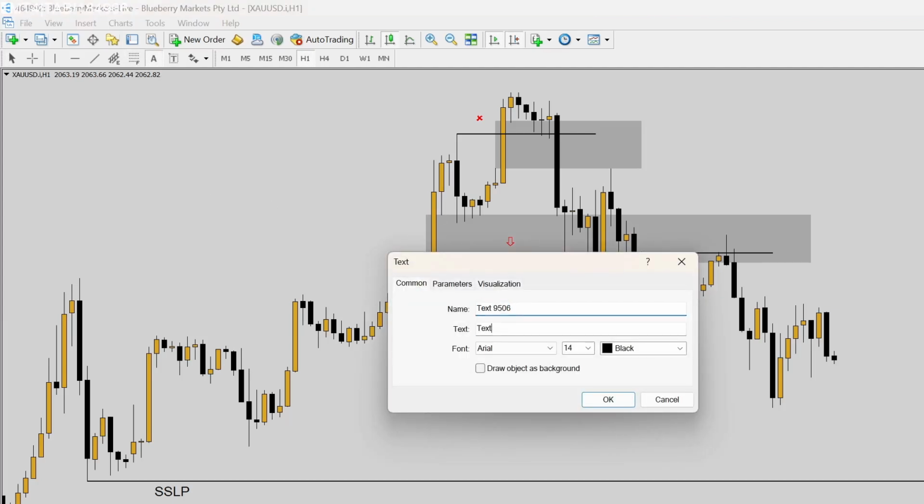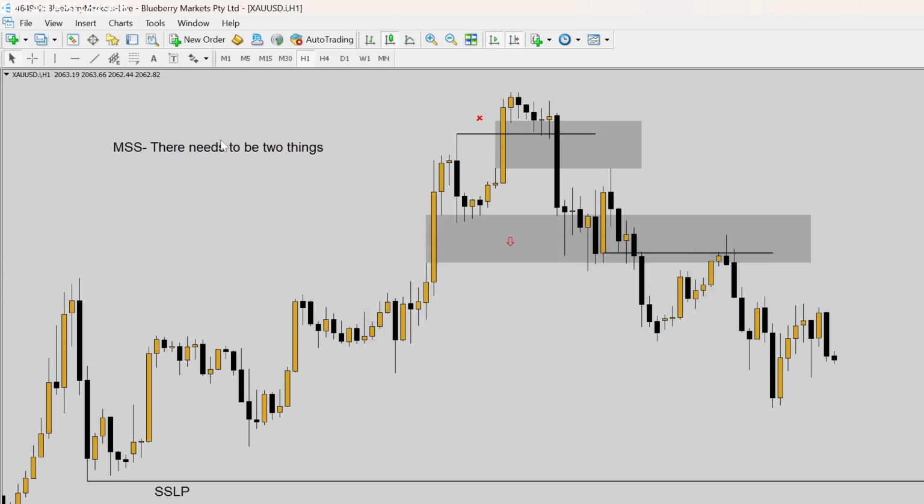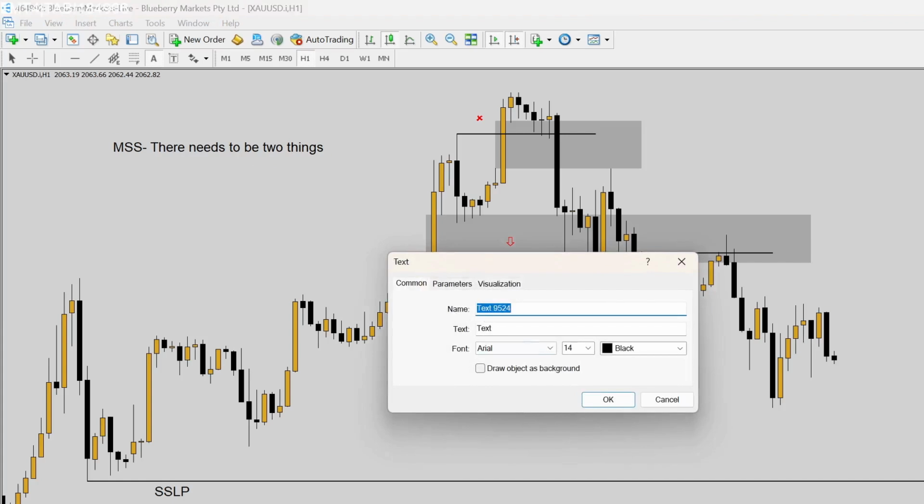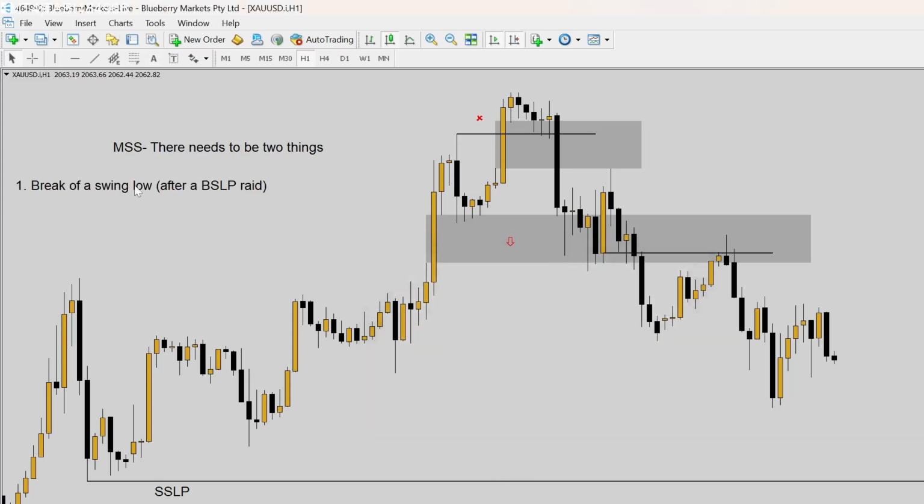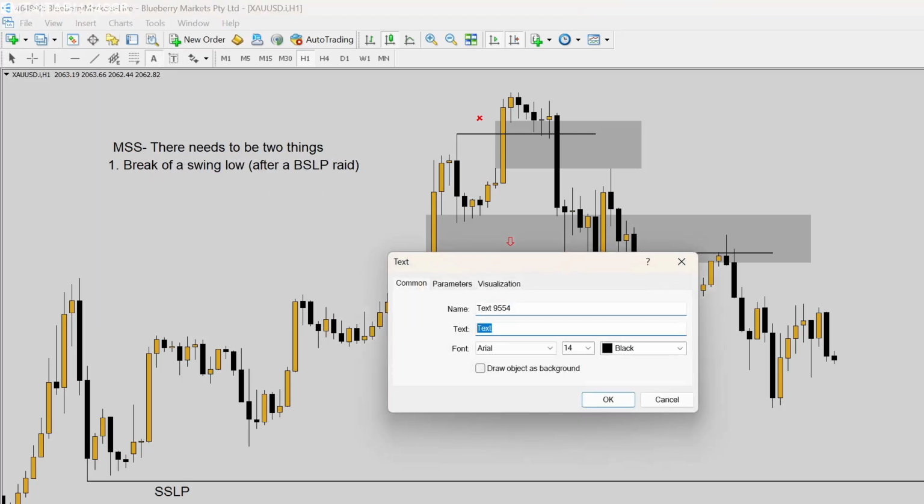So for a market structure shift, there needs to be two things. The first one is a break of a swing low, in this case, after a buy-side liquidity raid. So this is the first thing. The second thing is a balanced price range or a fair value gap needs to become inverted.